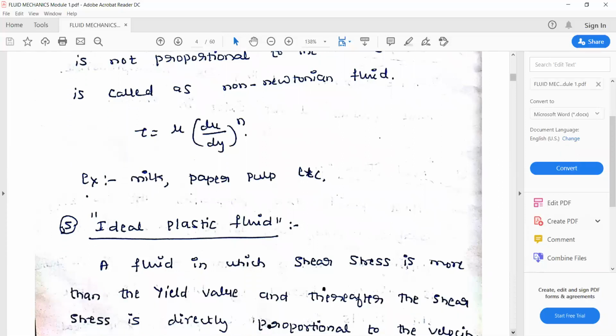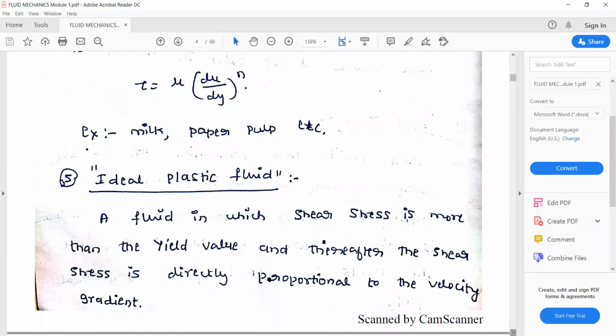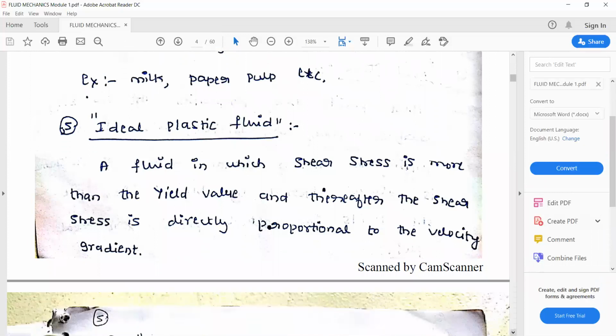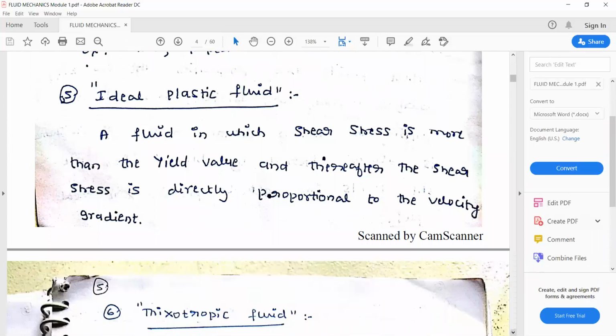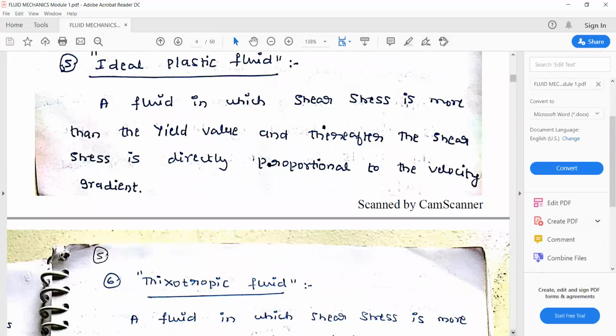Next, ideal plastic fluid: a fluid in which shear stress is more than the yield value, and thereafter the shear stress is directly proportional to the velocity gradient. That means up to some extent, whatever shear stress you apply, till that point there is no movement of the fluid. After that point, shear stress is directly proportional to velocity gradient. That is nothing but ideal plastic fluid.